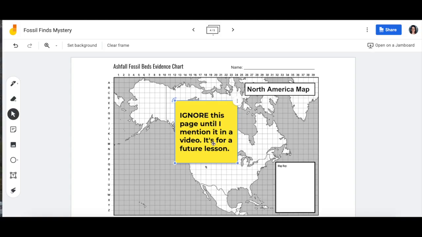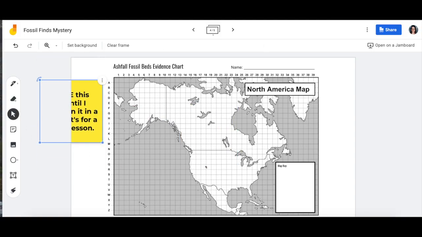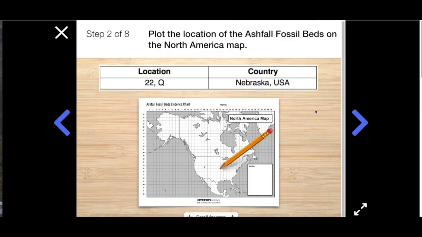After you move that sticky note out of your way, or just delete it, this has no modern volcanoes on it right now. And you are going to use it to figure out where some ancient volcanoes were. But first, we need to mark the Ashfall fossil beds on this map. Its location is 22Q, and it's in Nebraska in the USA.